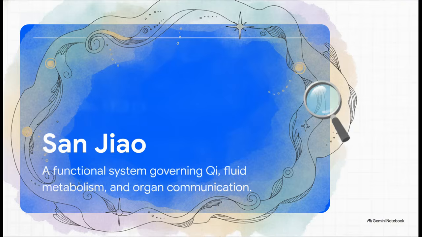The absolute crucial takeaway here is that the San Jiao is not a physical anatomical structure. You literally can't hold it in your hand on an operating table. Instead, it is a purely functional system. It's this essential, invisible network divided into 3 distinct zones that governs your body's qi, its fluid metabolism, and the communication between your organs. It's responsible for distributing yuan qi, that's your original qi, and regulating the entire movement of water and food throughout your system.